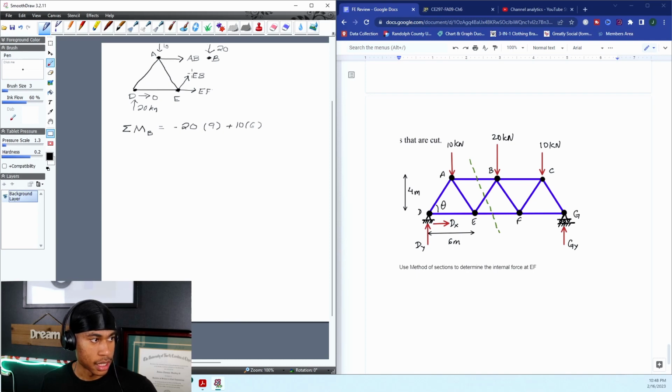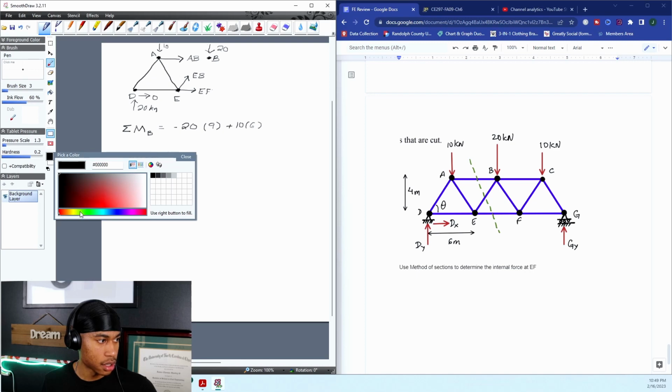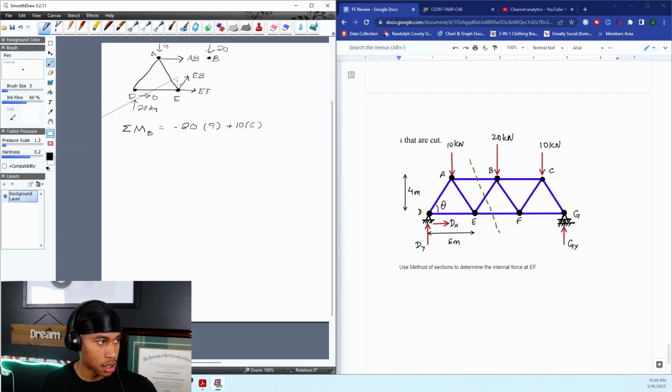There's no force in the AB. Okay, we do have this EB. So this is where it kind of gets complicated. And what I'll do is I'll maybe switch colors so that it isn't so complicated. Just do green.